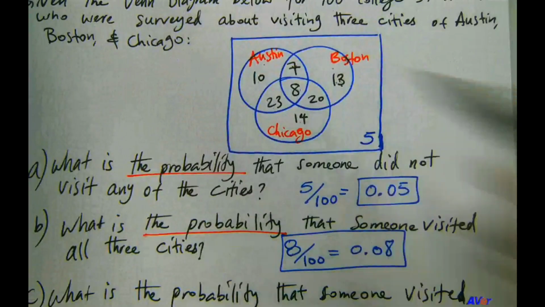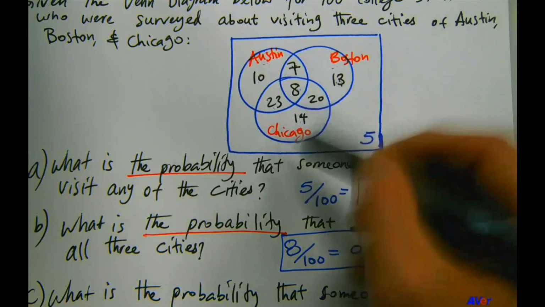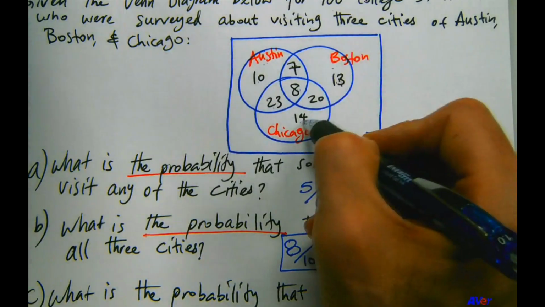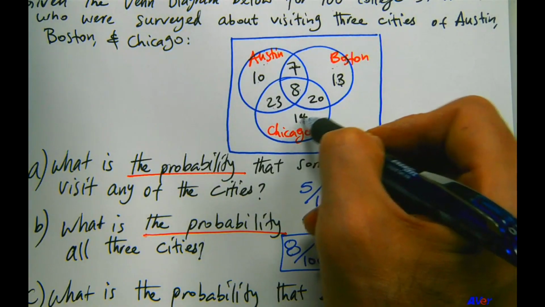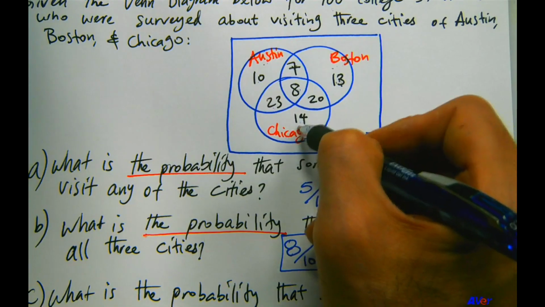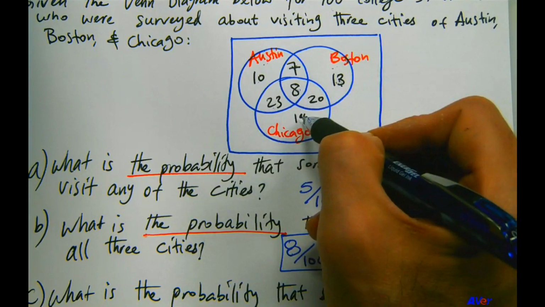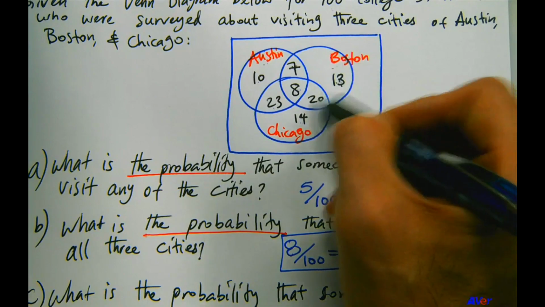So, someone visited Chicago, but not Boston. So that would be 14, right? Plus, we want these people, because these 14 people visited just Chicago, nowhere else. So we do want that. Do we want these 20? No. Because these 20 visited Chicago and Boston, so we don't want that.